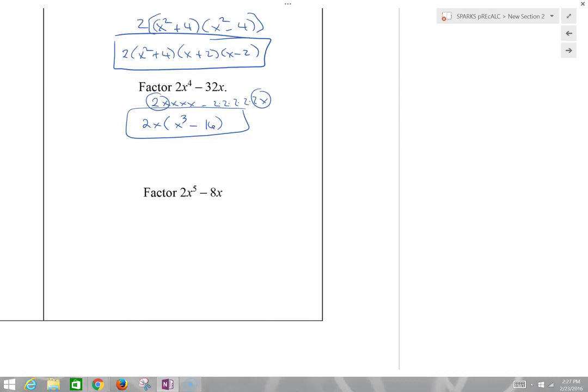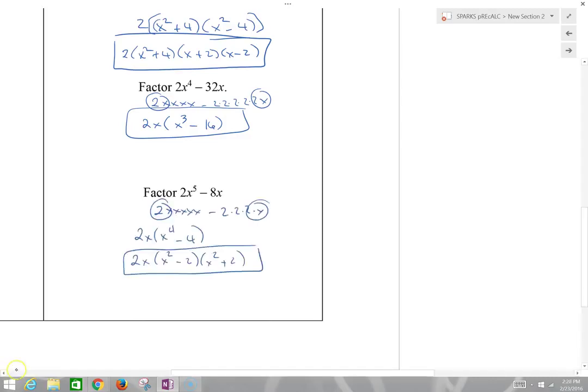Go ahead and give that next one a try and check your answer. So pause this now. And I found the difference of squares hiding in there, so I got 2x times x to the 4th minus 4, which becomes 2x times x squared minus 2 and x squared plus 2.